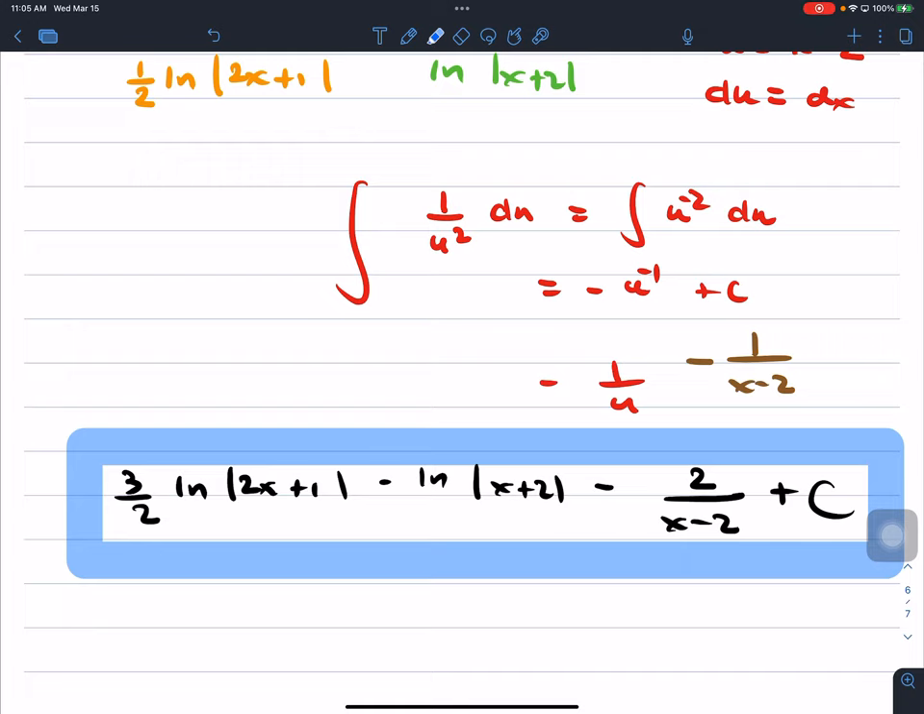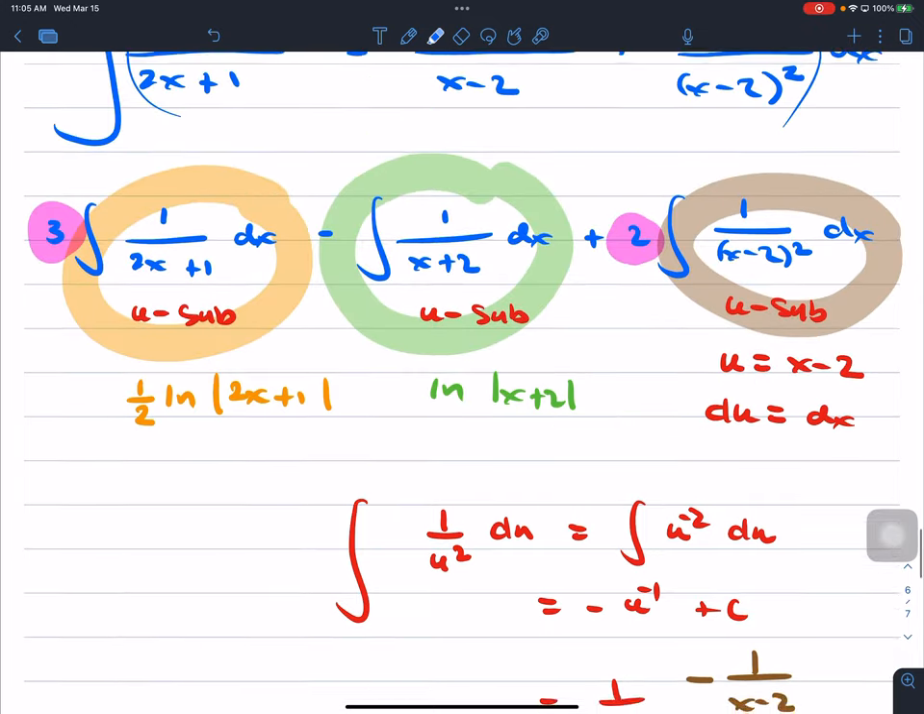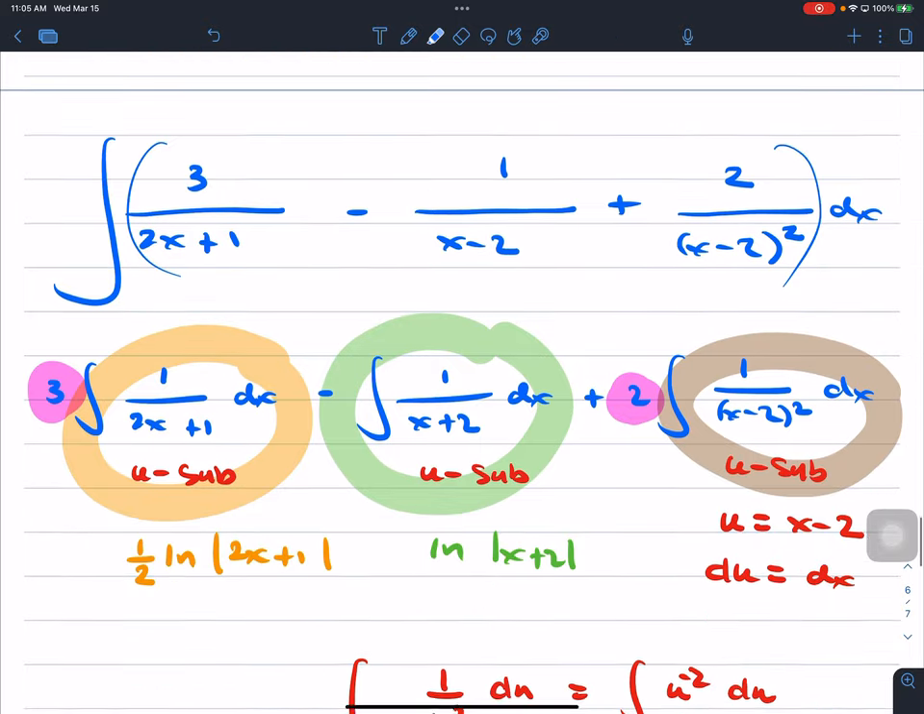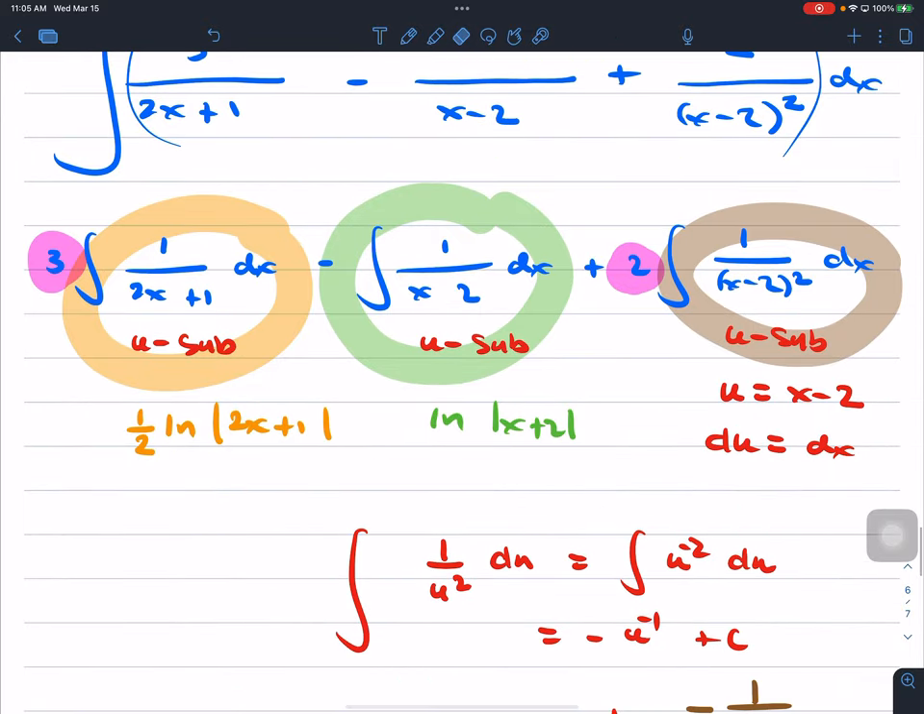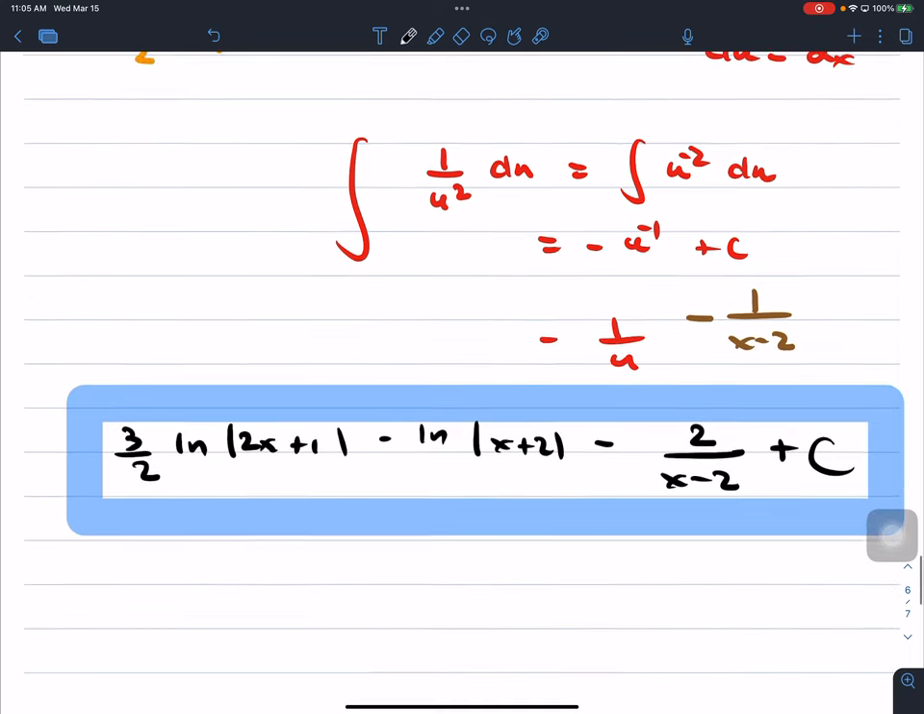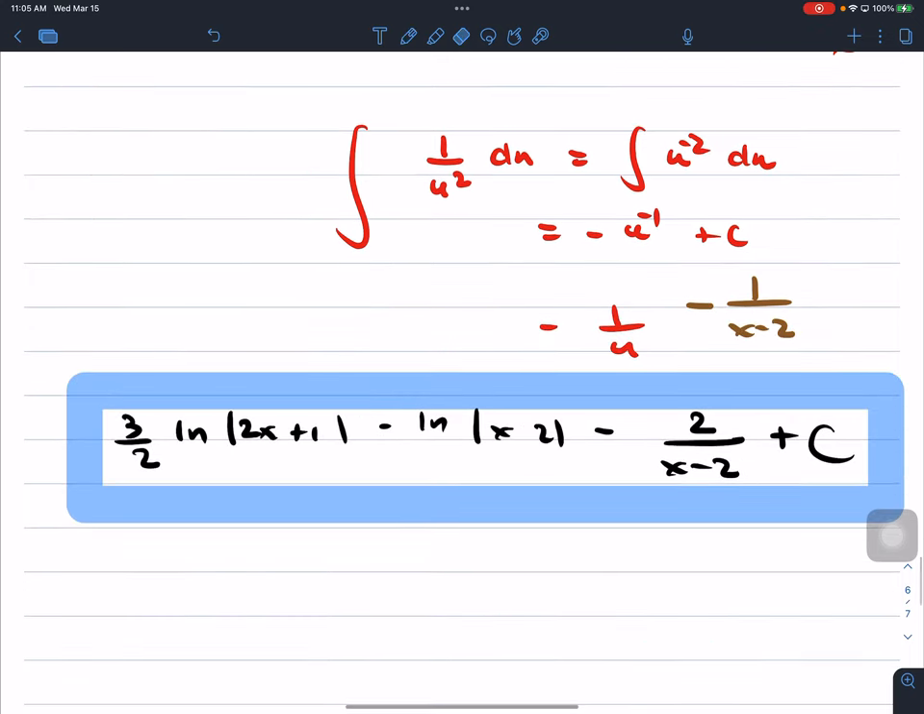Yes? Isn't the second one the natural log of x minus 2 because it's repeated? Oh, I'm sorry. That was a minus 2. I apologize. Thank you for being awake. I'm not awake. That is a minus. Thank you so much. That is a minus. Good job. Yes.